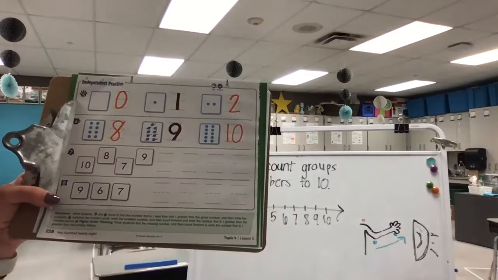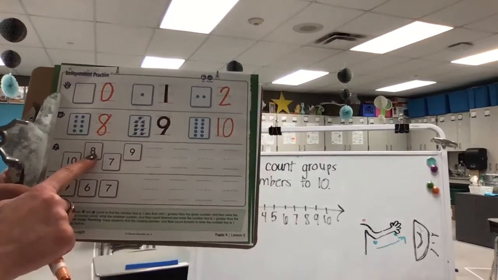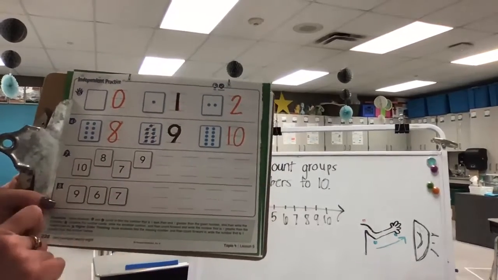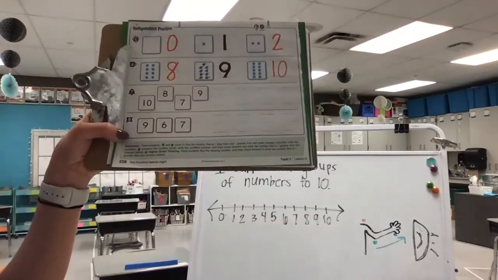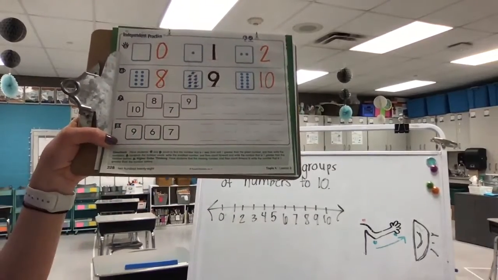Let's first name each number. I want you to touch them and name them with me. Ready? 10, 8, 7, 9. When we're looking at our number line, which one of these numbers do we say first out of our mouth? Which one do we count first? Do we count 10, 8, 7, or 9 first?